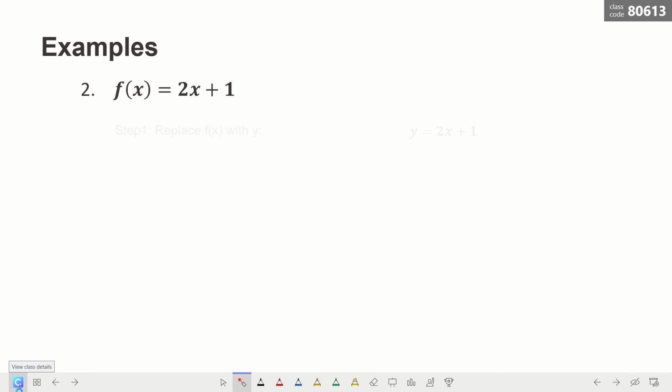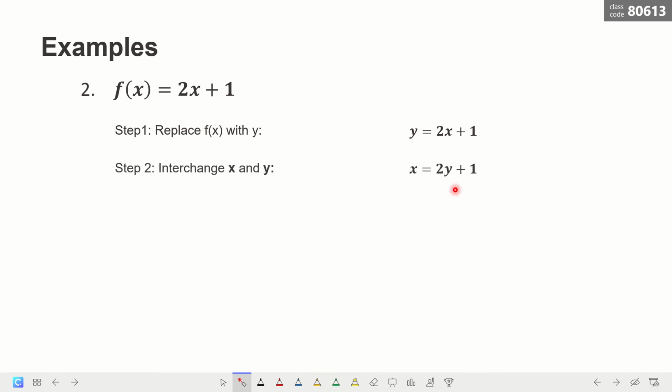For number 2, step 1: replace f of x with y. Then interchange x and y, so it becomes x is equal to 2y plus 1. And then solve for y in terms of x.